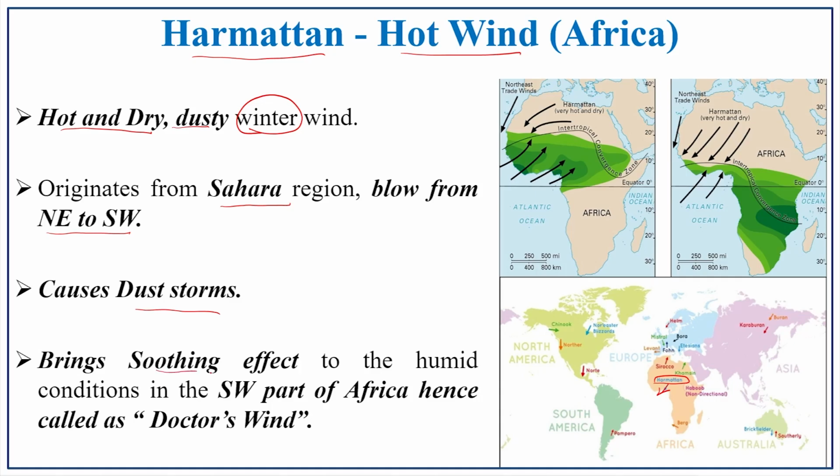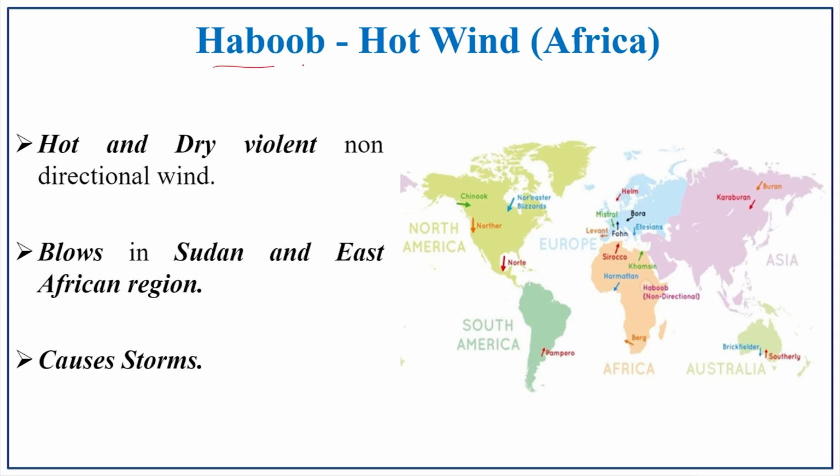It brings a soothing effect to the humid condition in the southwest part of Africa, hence it is called the doctor's wind. Even though there is a hot condition prevailing here, sometimes it gives a soothing effect in that particular region. It is favorable to the locality, and because of that it is called the doctor's wind. Next one is Haboob. It is a hot wind in the African continent.